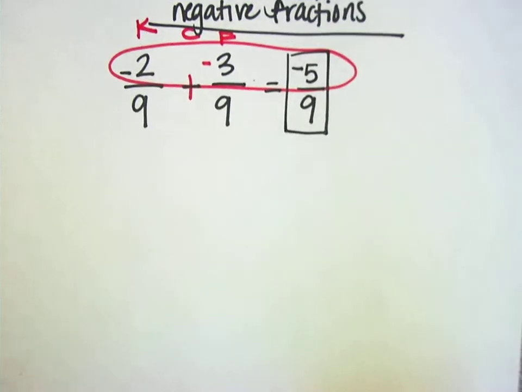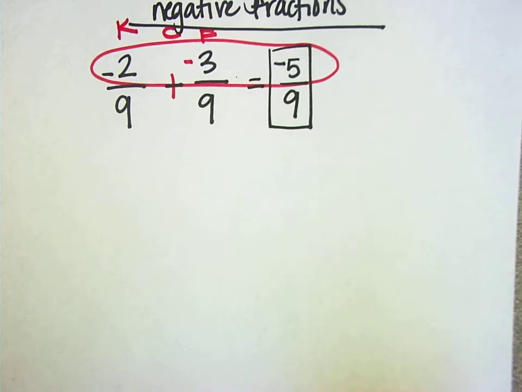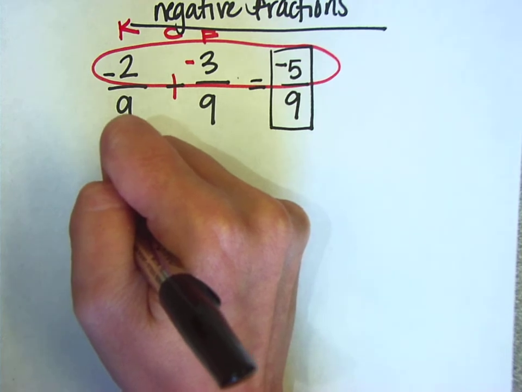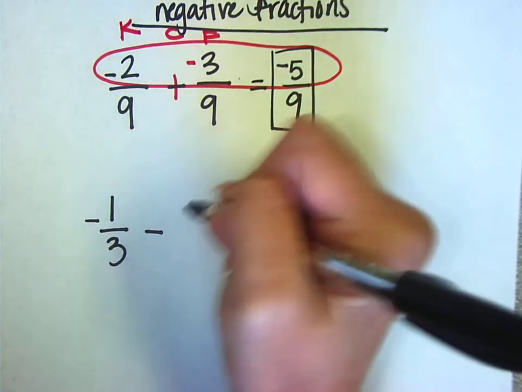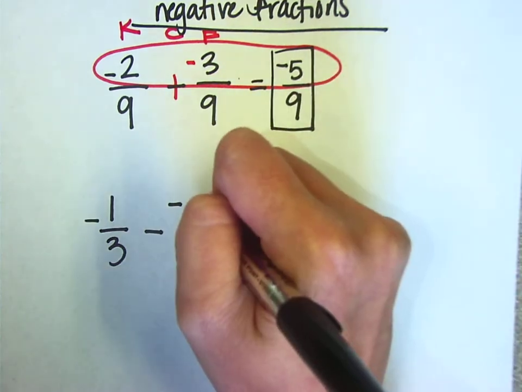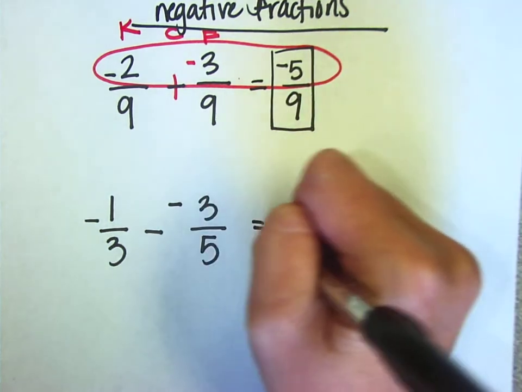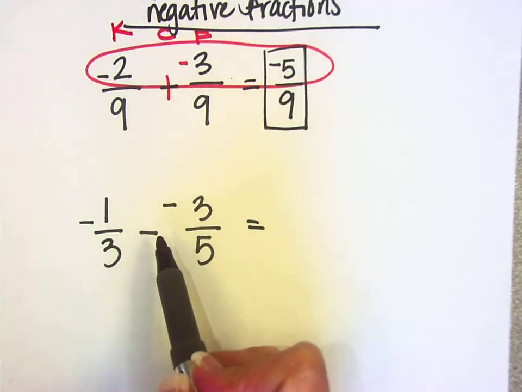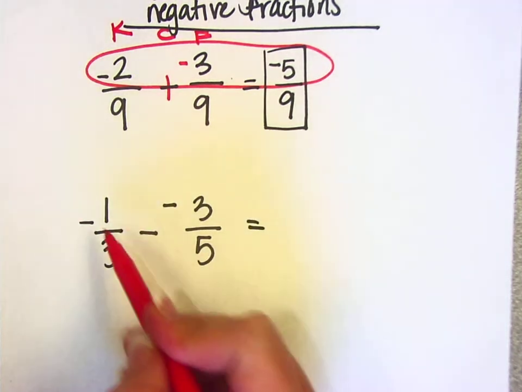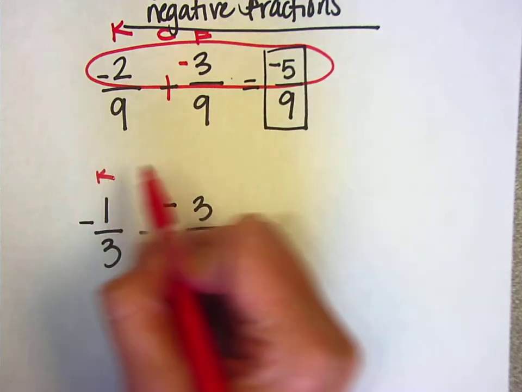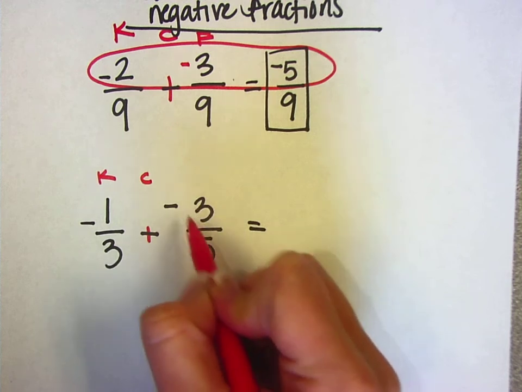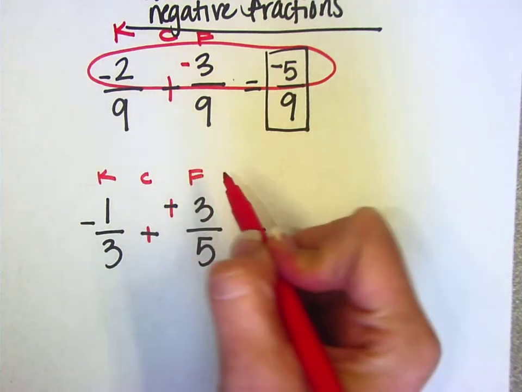Okay? Now let's look at some fractions that do not have the same denominator. Let's say we have negative 1 over 3 minus a negative 3 over 5. Okay? What we're going to do first is we're going to always apply our subtraction rules because we are subtracting originally with negative numbers. So we're going to keep this the same. This is our keep. We're going to change this, so this is our change. And we're going to flip this fraction, so we're going to flip this to a positive. Okay?